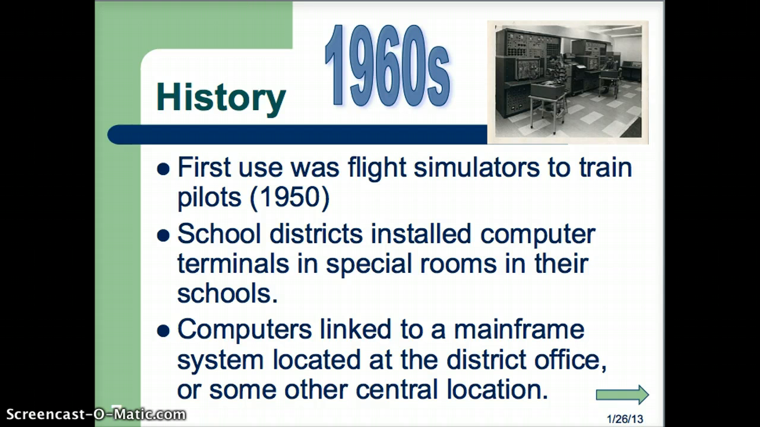In the 1960s, technology was first used basically with pilots in flight simulators to train, because it was obviously very dangerous to learn on the job. So they had flight simulators so pilots could learn in a controlled environment. Again, that was in the 1960s, probably when your parents were born.